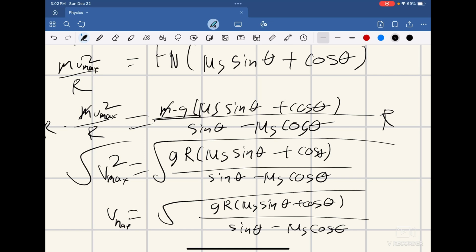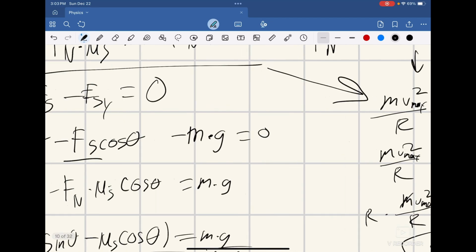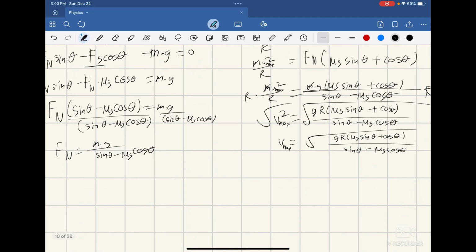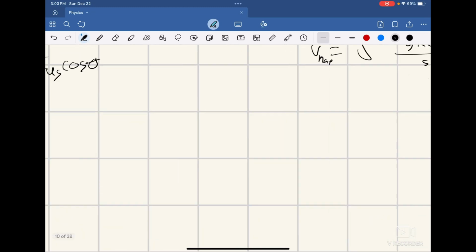Let's write that down, just in case. Max. Right, and that's part E done. That's the formula that we need to find.